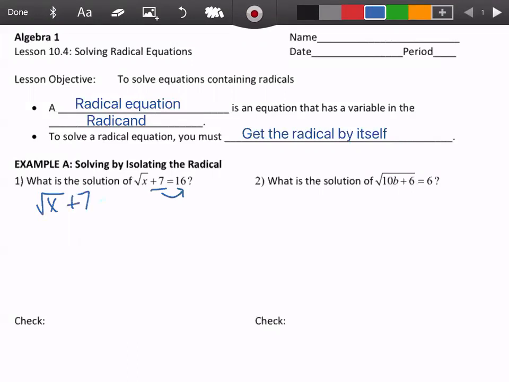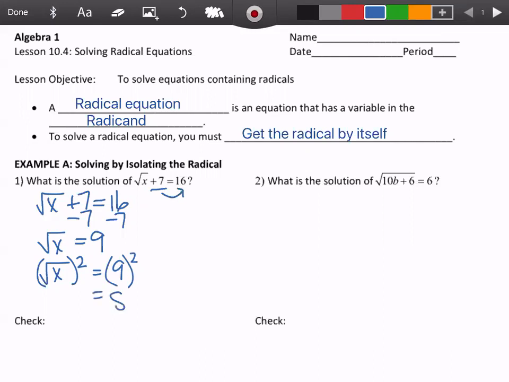So square root of x plus 7 equals 16. We're going to subtract the 7 from both sides. That will give us square root of x is equal to 9. So now we need to figure out how to get rid of the square root sign. Well, to get rid of the square root sign, we're going to do the opposite, and square both sides. So we're going to raise both sides to the exponent of 2.